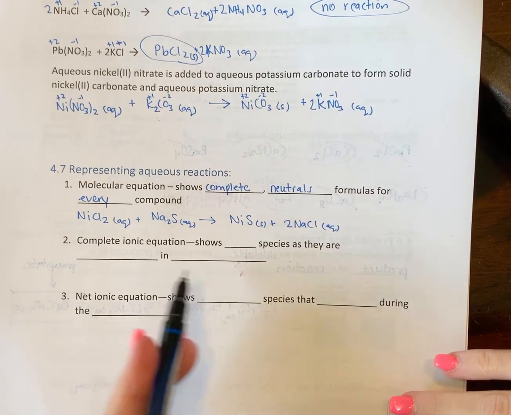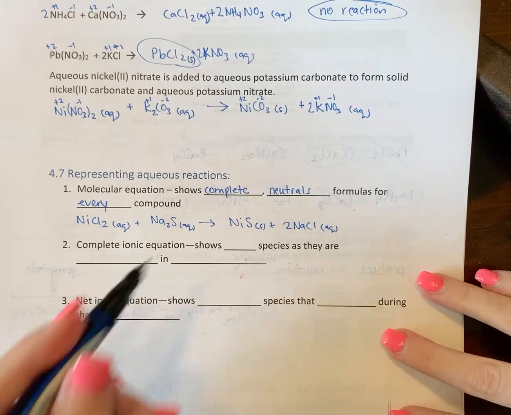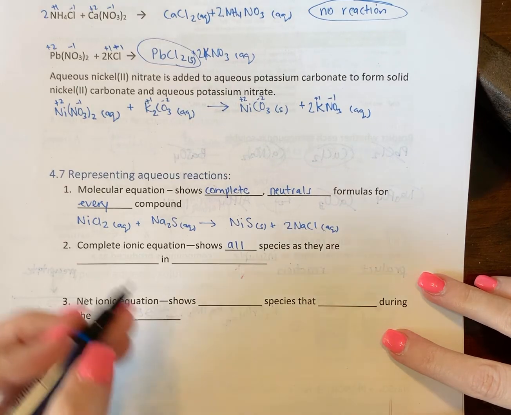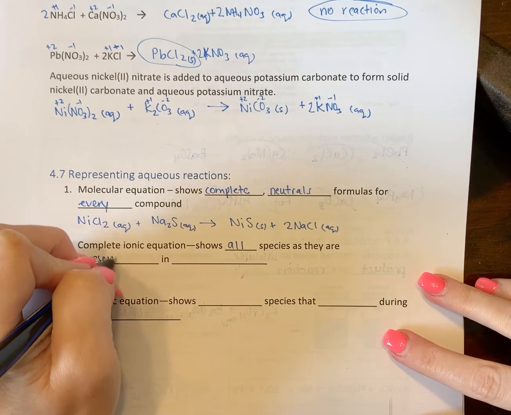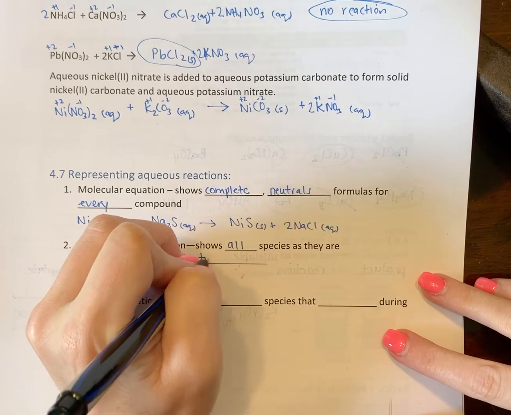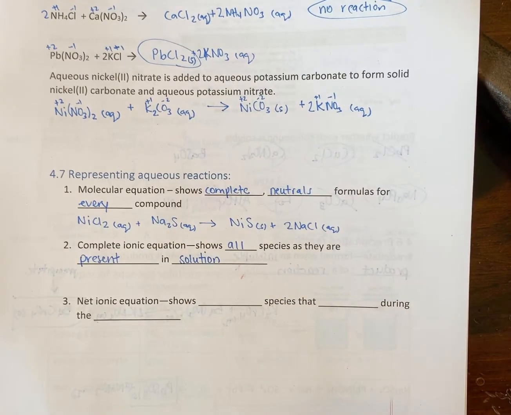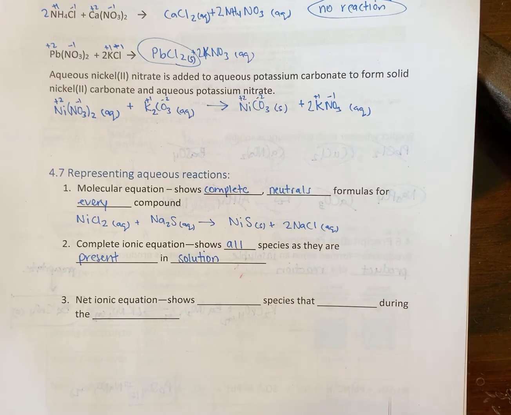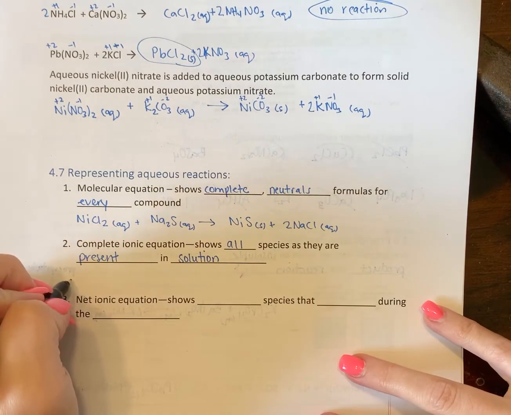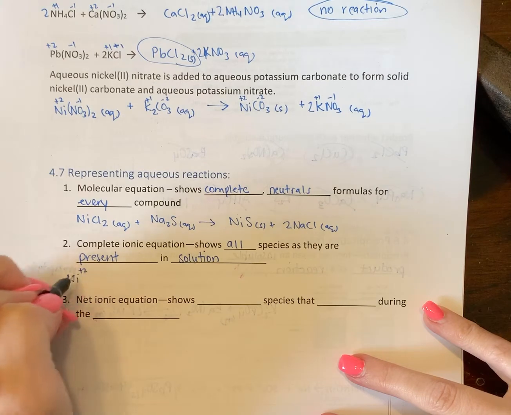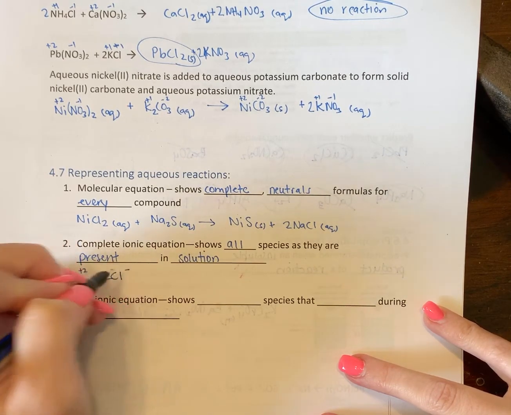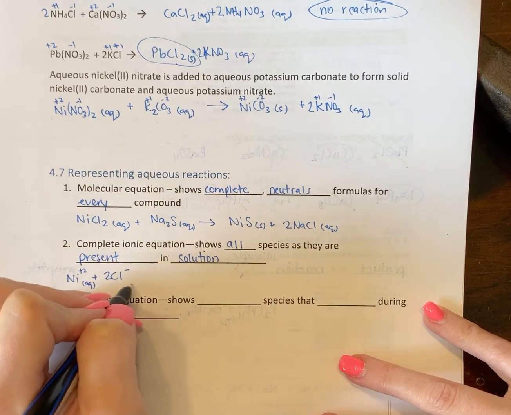Rarely is something going to ask you just for this. It shows all the species as they are present in the solution. So that's going to take your reactants and you're going to break them apart into your ions. So that would show nickel breaks apart, and then go ahead and say 2 chlorides, and I guess we should say all these are aqueous.